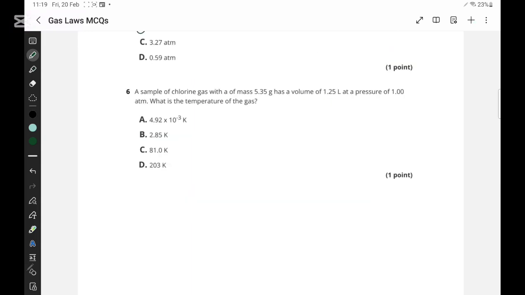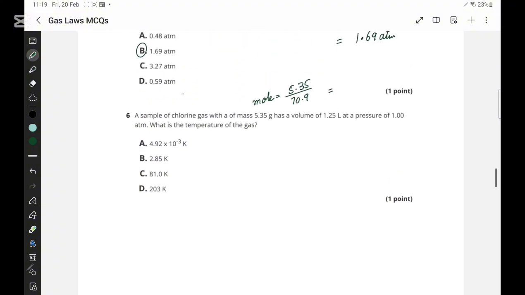Similarly, for the next question, first we are going to find the number of moles. So mole for chlorine is equal to mass by molar mass, which comes out to be 70.9, because chlorine exists as Cl2. It's a diatomic gas, and that comes out to be 0.075 moles.